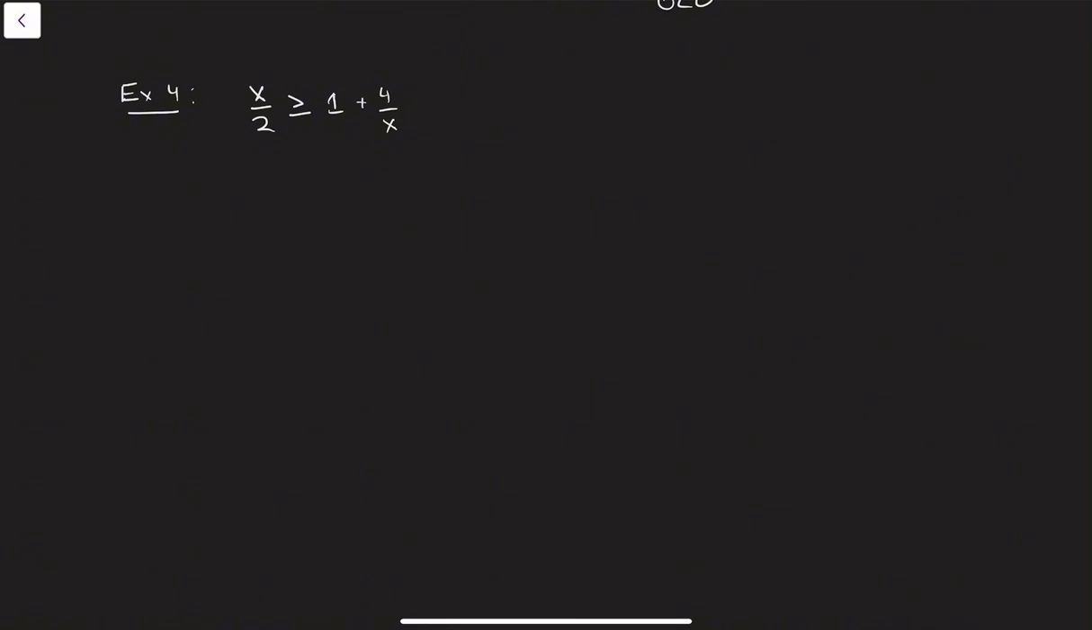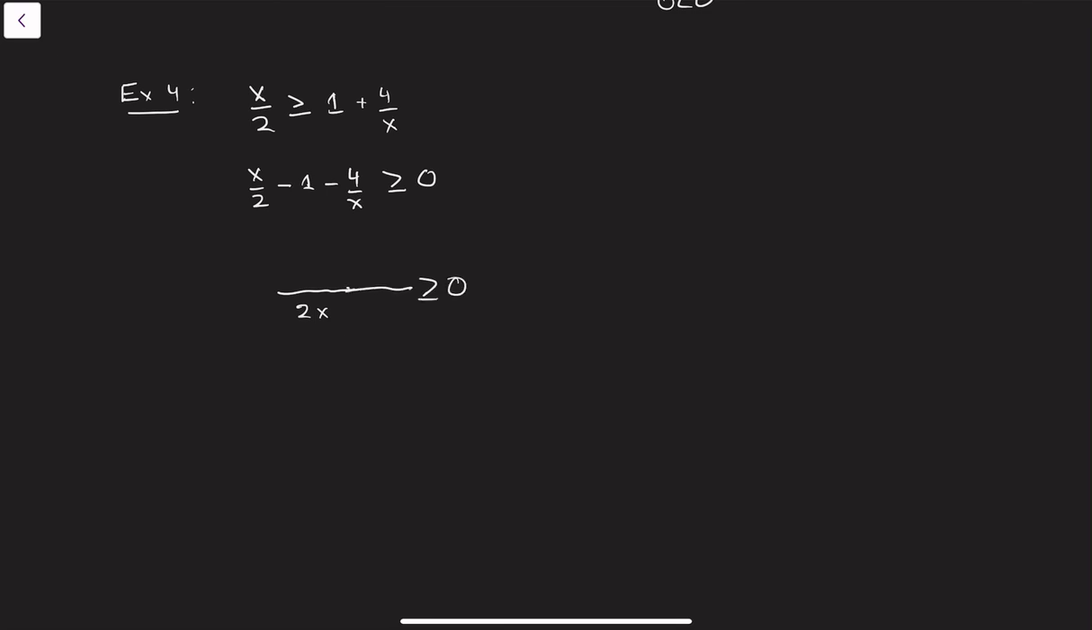So what we would do is bring everything to the left side. So we have x over 2 minus 1 minus 4 over x, and that is all greater than or equal to 0. Then what we want to do is create a common denominator. So all of these values will have to be on the numerator divided by 2x. So let's set that up. So 2x, and let's go greater than or equal to 0.